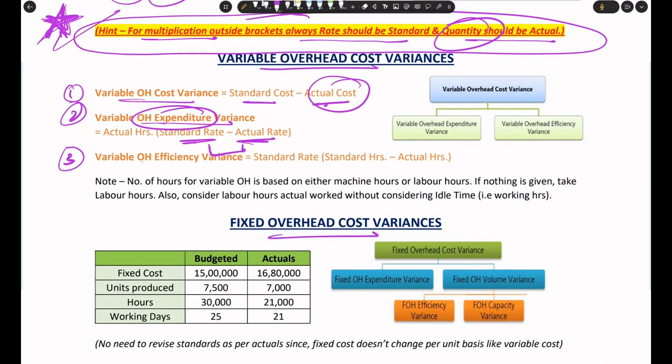Next is the variable overhead efficiency variance. For efficiency we will be changing the hours. So within the bracket there will be the hours difference. Outside the bracket there will always be the standard rate, and there will always be actual hours. So the difference is standard hours minus actual hours, into standard rate. This is the variable overhead efficiency variance.